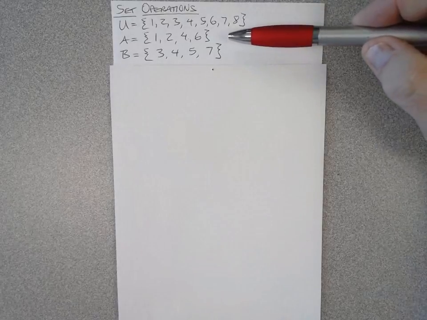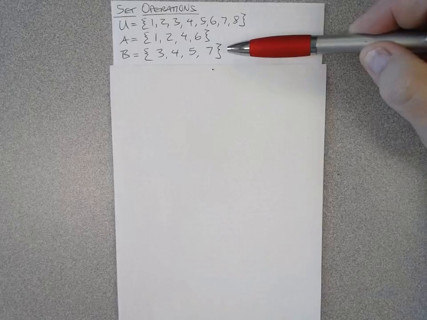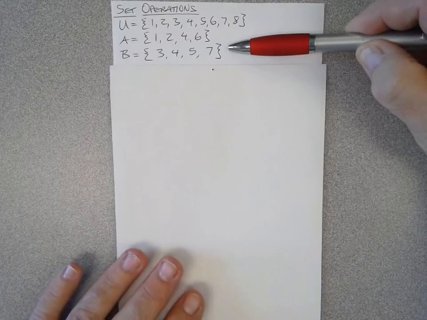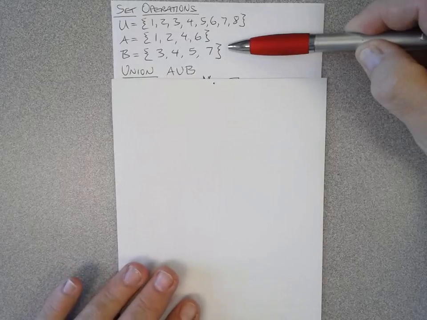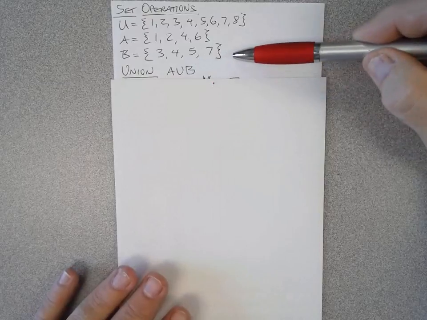A is 1, 2, 4, and 6. Those are the 4 elements in A, and then the 4 elements in B are 3, 4, 5, and 7. The first operation we want to look at is what's called the union. The union of two sets, A union B, it's like a horseshoe symbol.